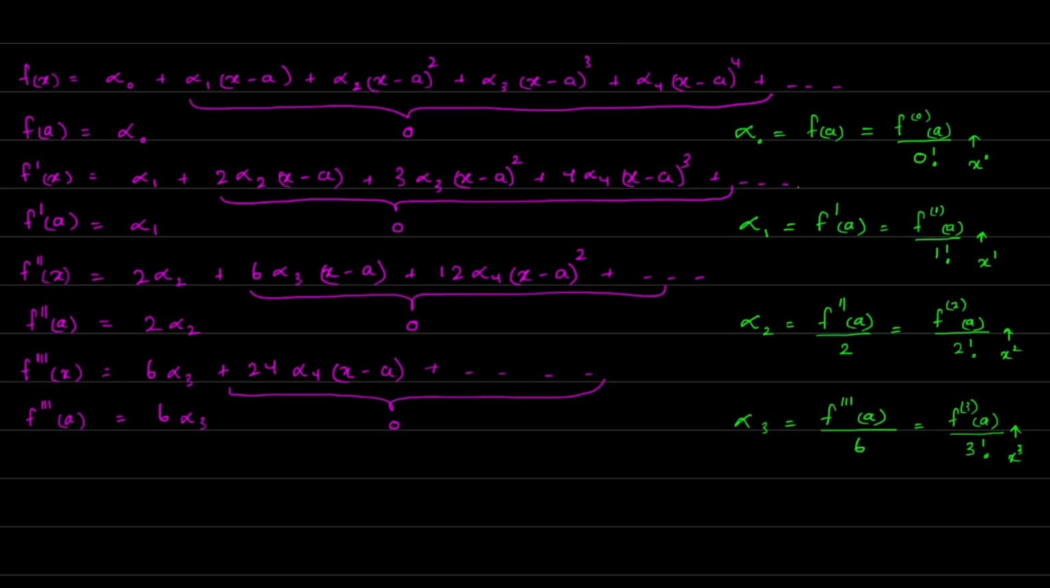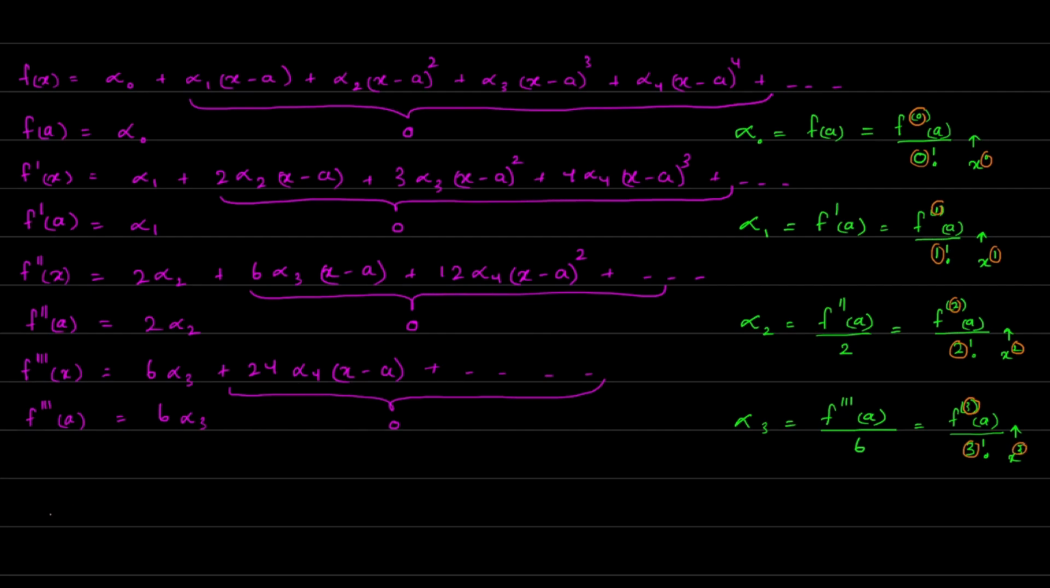Now let us consider this pattern that we are seeing here. We see that this is the zeroth derivative, 0 factorial, and the coefficient of x to the power 0. Similarly here, first derivative, 1 factorial, coefficient of x to the power 1. And then again, second derivative, 2 factorial, coefficient of x squared. And once again, third derivative, 3 factorial, and the coefficient of x to the power 3.